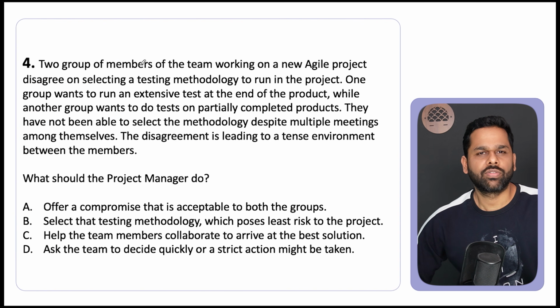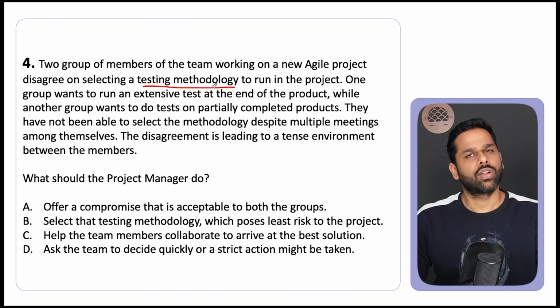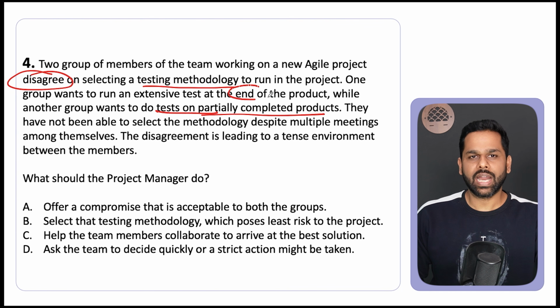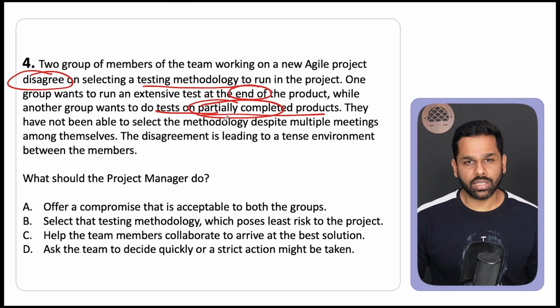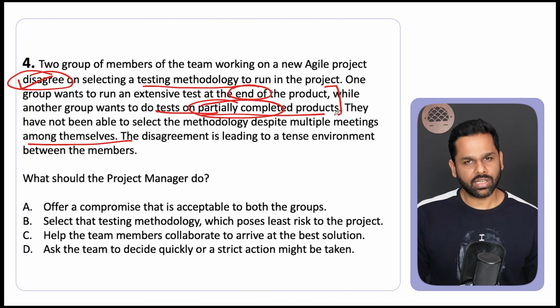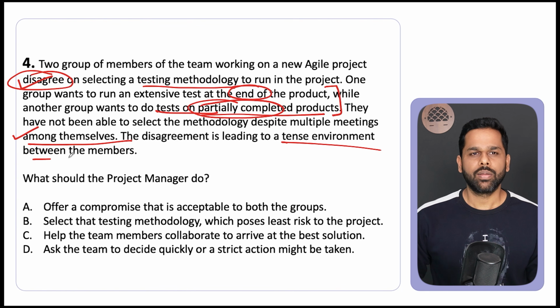Two groups of members of the team working on a new agile project disagree on selecting a testing methodology. So they're talking about some kind of disagreement. One group wants to run an extensive test at the end of the product, while another group wants to do tests on partially completed products. One is saying at the end, the other is saying on partially completed products too. They have not been able to select the methodology despite multiple meetings among themselves. They've said that the team could not solve it among themselves. Now this disagreement is leading to a tense environment between the members.